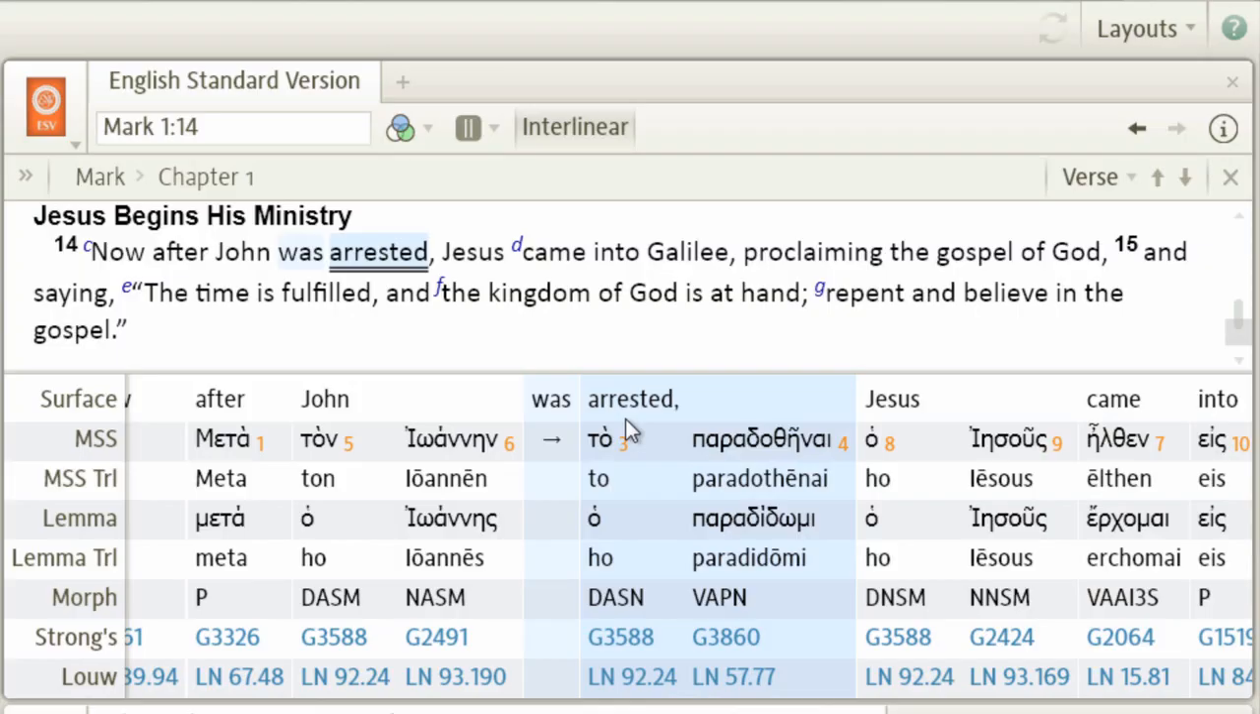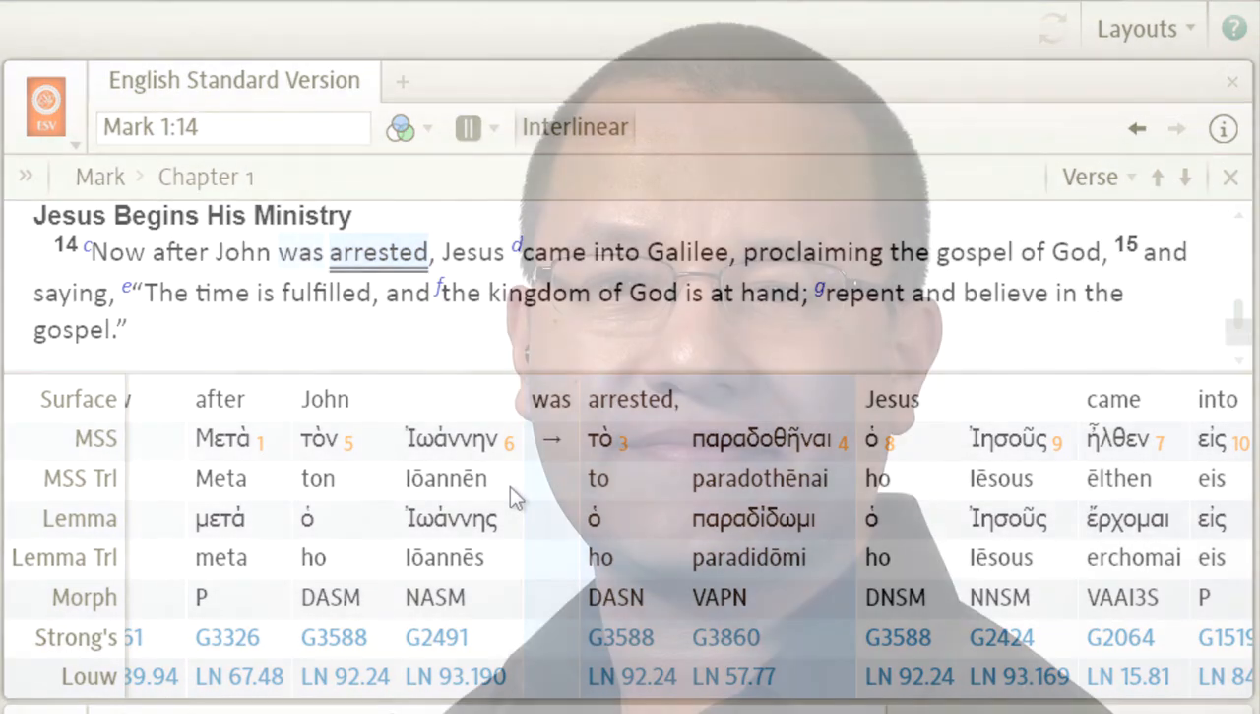Now typically, this would be another word in the nominative case, but instead, because of what this Greek infinitive is doing, we have a word in the accusative case, and that is ton Ioanen. And down here at the morph line, we can see that this article is in the accusative case, as well as this noun. I point this out so that you can see the variety of ways that the Greek infinitive is translated. In some cases, it'll take an English preposition. In other cases, it'll be translated as though it's a finite verb and take its subject in the accusative case, as we have here in Mark 1:14.